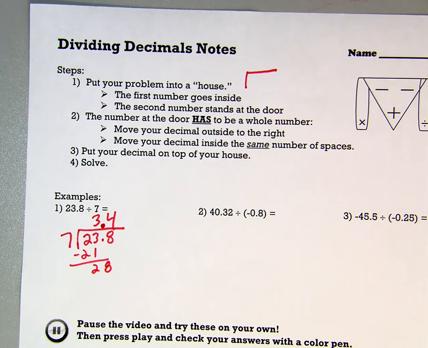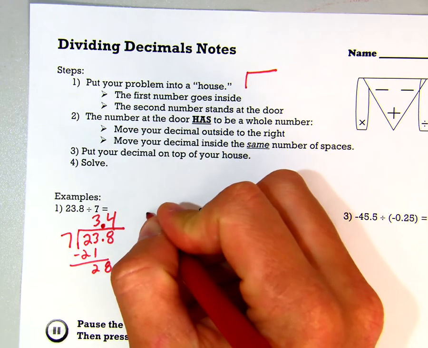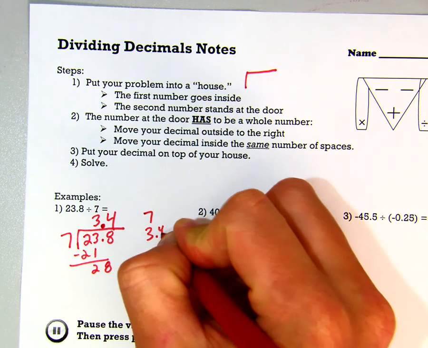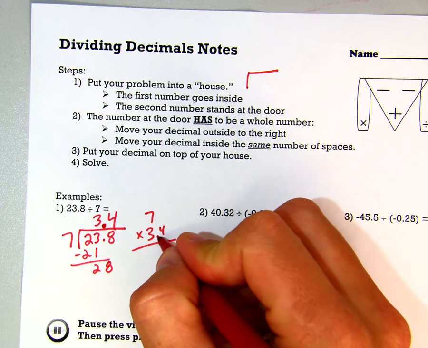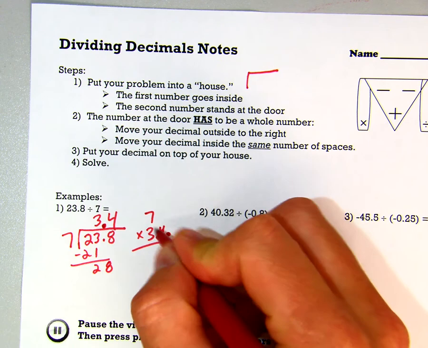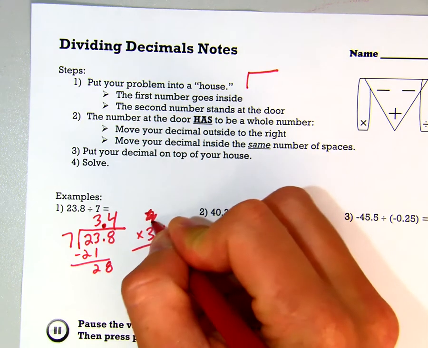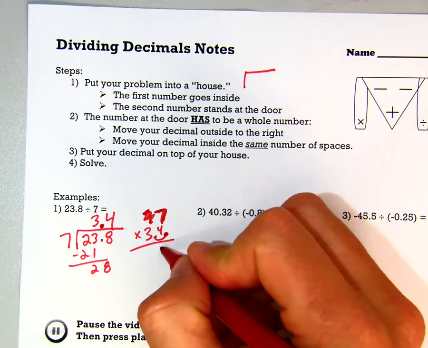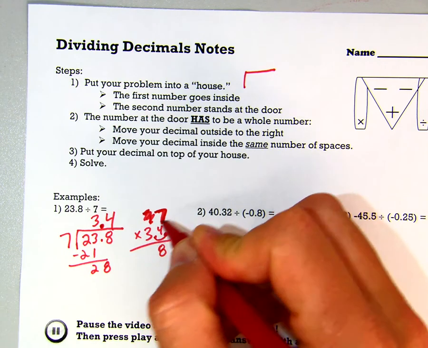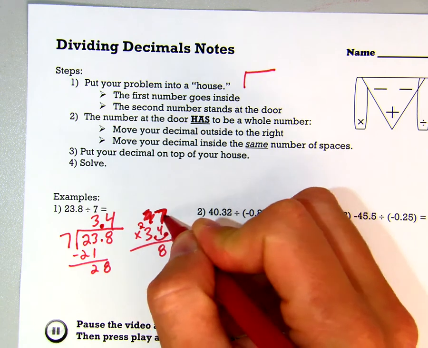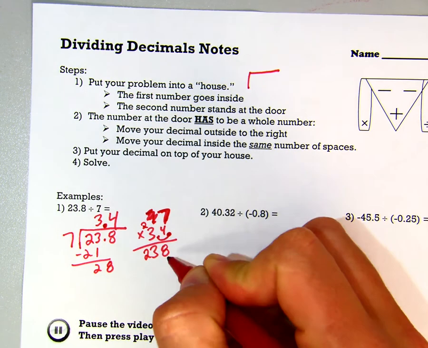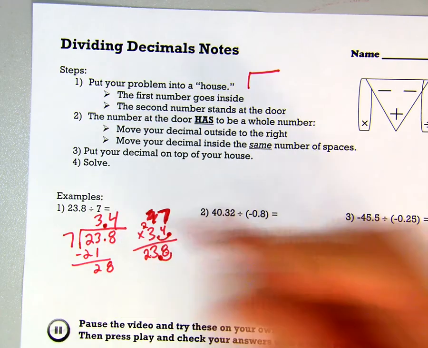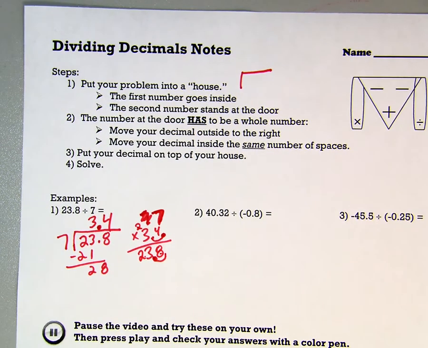Now if I want to check that to see if I got it right, I could do the opposite of division, which is multiplication. So I would do 7 times 3.4. I move my decimal place over once, so it's like 7 times 34. 4 times 7 is 28. And then 3 times 7 is 21, so it's 238. Move my decimal place back over once: 23.8, exactly what I got in there. So that's just a way to check.